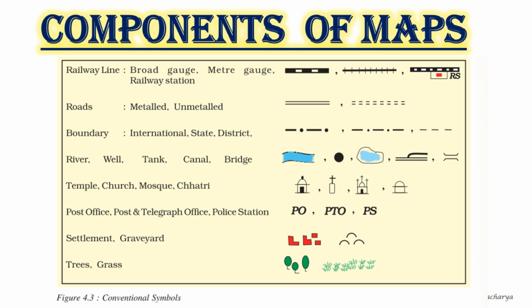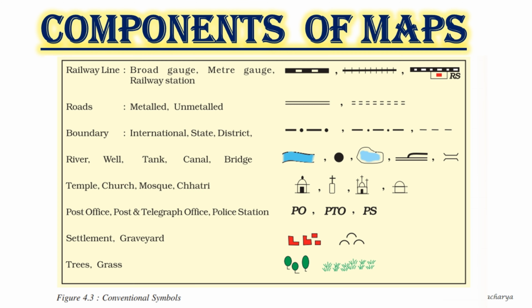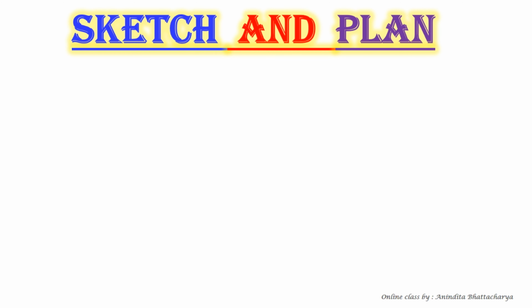Maps have a universal language that can be understood by all. There is an international agreement regarding the use of these symbols. These are called the conventional symbols. Students, please read the figure 4.3 conventional symbols from your book properly. Let's move on to the last topic of this chapter, and that is sketch and plan.